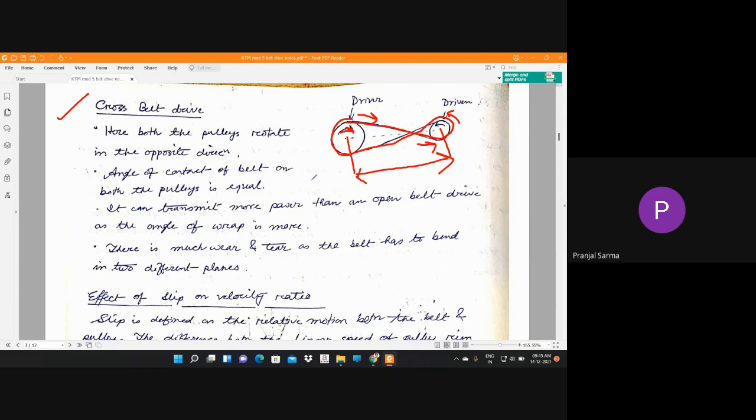So whenever you require a change in the directional sense, you can use this cross belt. Apart from that, we also go for the cross belt for higher power transmission. Here both pulleys rotate in opposite directions, and the angle of contact of the belt on both pulleys is measured from the center. As you can see, the belt is not over the whole circumference of the pulley; at a certain portion the belt leaves the pulley, and at another location the belt enters the pulley.